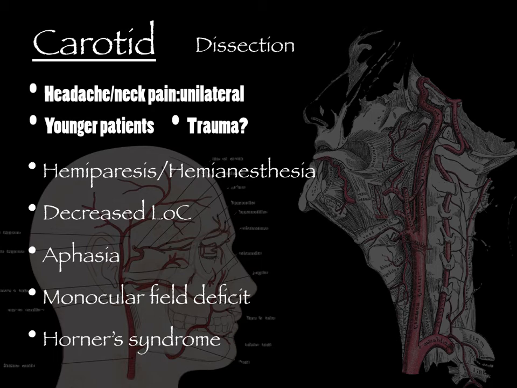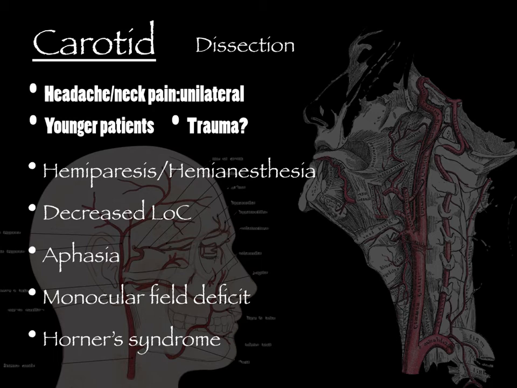This can result in a hemiparesis or hemianesthesia, what you would expect of an ACA or MCA stroke, because the carotid feeds into those, right? If this affects the ACA, you can get a decreased level of consciousness. You can get aphasia if it's a dominant MCA stroke, if this embolizes.